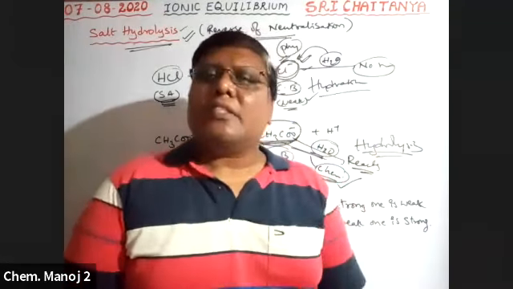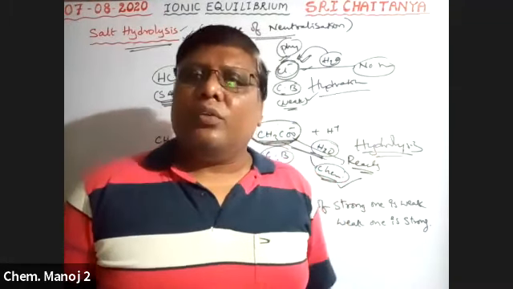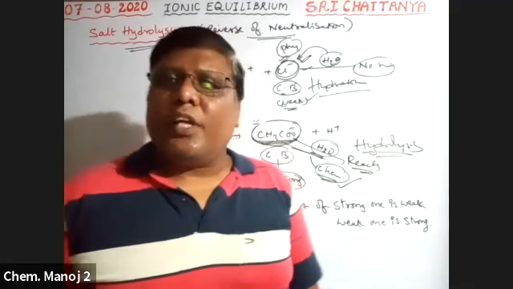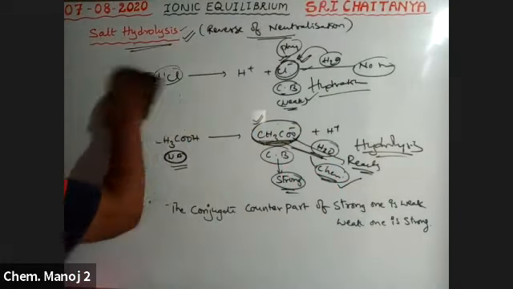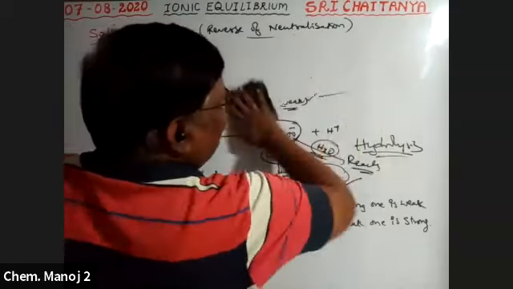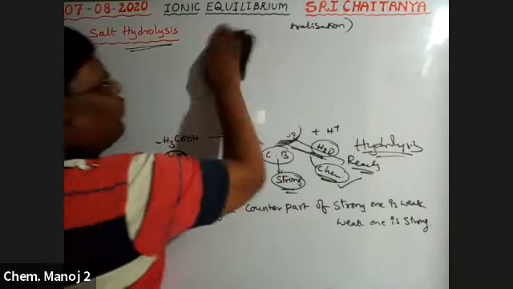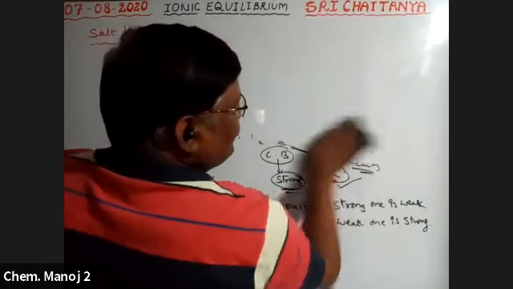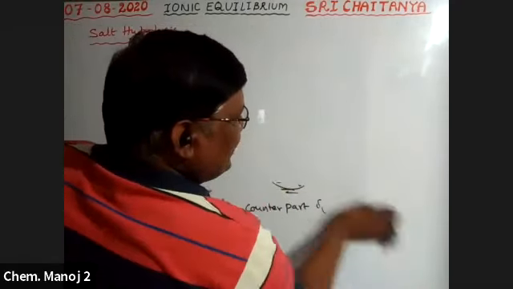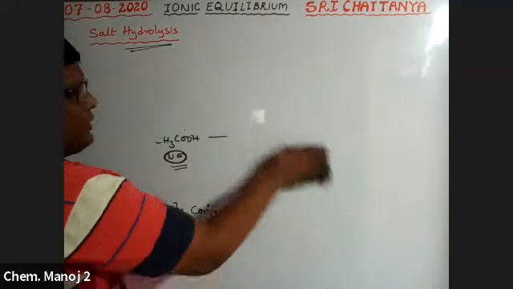Now see what it is, boys. Our salts are basically divided into 4 types based on their composition, their combination. So based on how they are formed, all these salts are broadly divided into 4 categories. How, sir? See here.